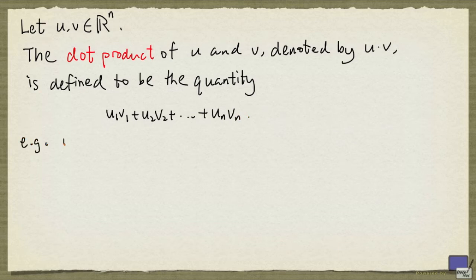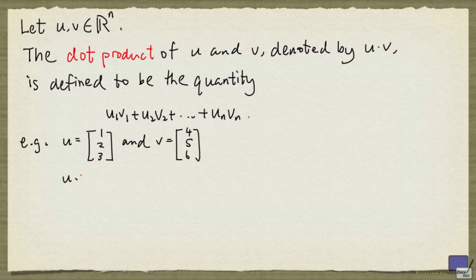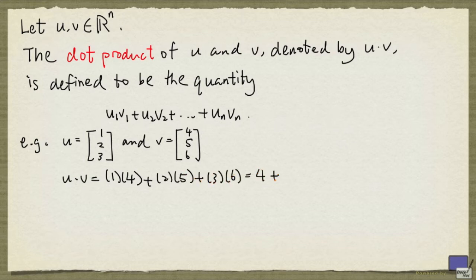For example, if u is (1, 2, 3), and v is (4, 5, 6), then u dot v is 1 times 4 plus 2 times 5 plus 3 times 6, and that's 4 plus 10 plus 18, and that's 32.